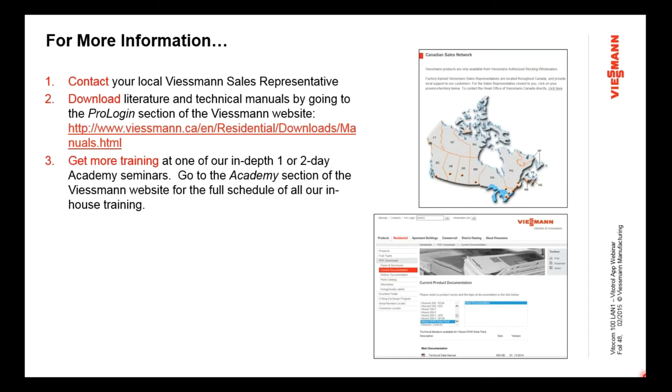If you want a little more detailed training on any products or how to service equipment, well, we also offer seminars here in Waterloo and Langley, British Columbia. Those seminars are either a 1 or 2 day seminar. You can sign up a couple of different ways. You can sign up through the website. We go to the Academy tab on the website, and it'll give you a list of what we call our open date seminars, where you can sign up as an individual person to the Academy directly.